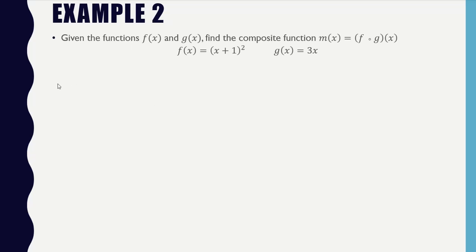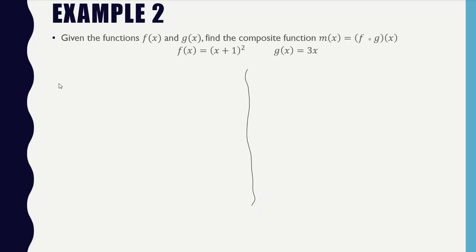Alright, example 2. Given the functions f of x and g of x, find the composite function m of x is equal to f of g of x, where f of x is equal to (x plus 1) all squared, and g of x is equal to 3x. Now, we can rewrite this in a different form, or you can leave it like this. I'll do this two different ways, and you can see which way you like.